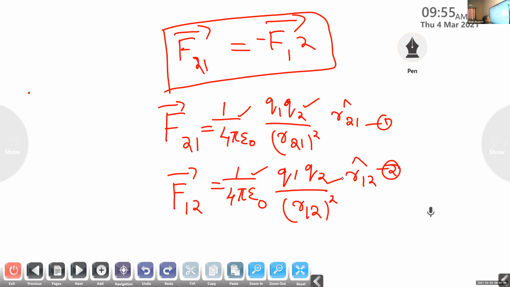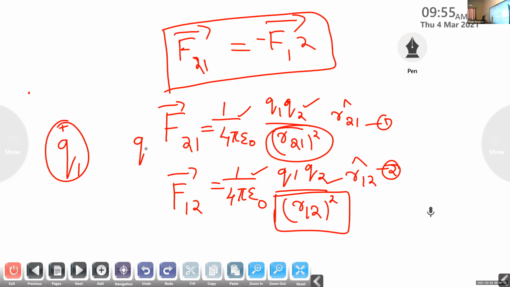But we are only confused about these two terms. That is, one is R21 the whole square and here it is R12 the whole square. So again we are drawing our figure. That is the two charges. Q1 is a positive charge. Another charge Q2 is also a positive charge.